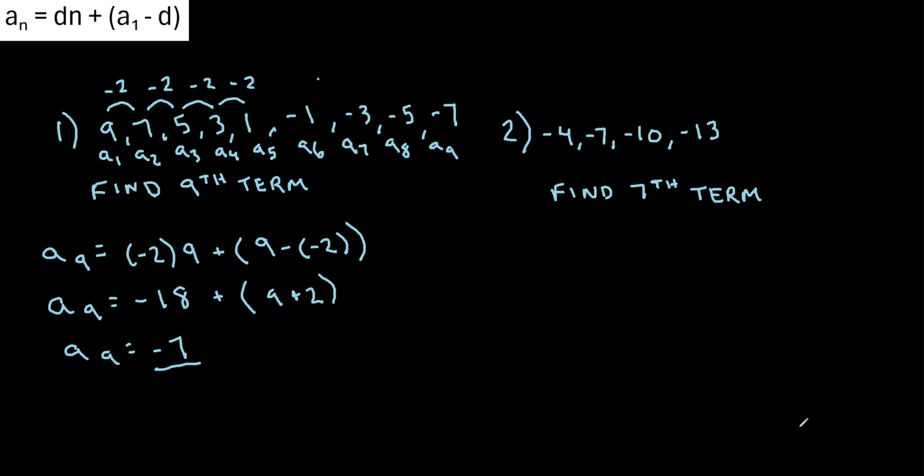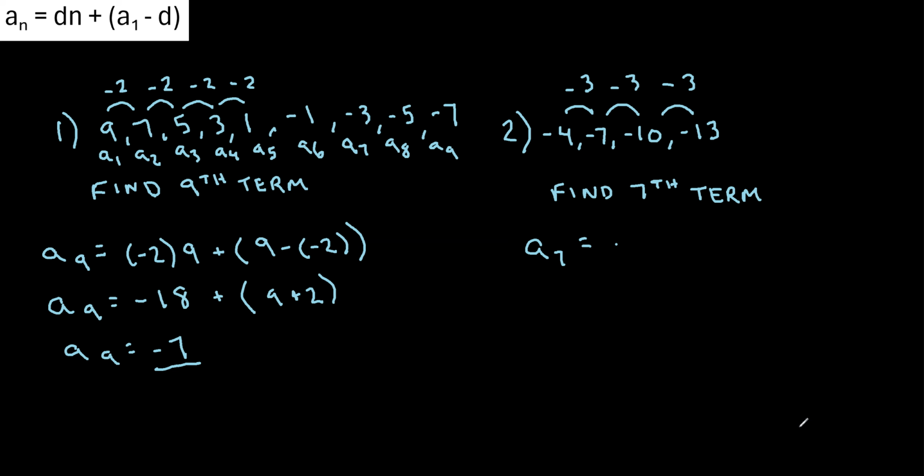Okay, let's use this formula one more time for another example. We have the sequence negative 4, negative 7, negative 10, negative 13, and we're asked to find the seventh term in the sequence. We'll use the exact same formula that we used earlier. We'll say a sub n, so in this case a sub 7, is equal to d. d is the common difference between the terms, so let's find that. To go from negative 4 to negative 7, we need to subtract 3. To go from negative 7 to negative 10, we'd have to subtract 3. And to go from negative 10 to negative 13, we would also have to subtract 3. So our common difference is negative 3 in this example.